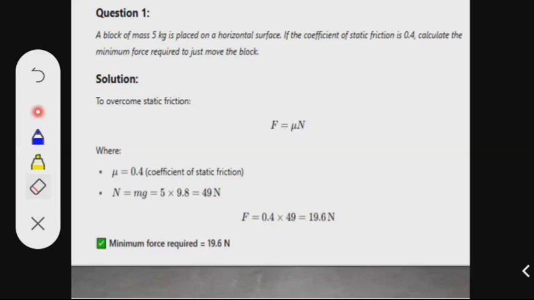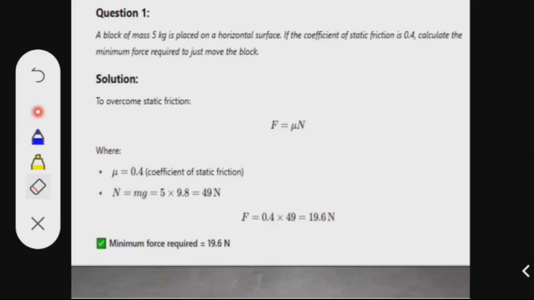Now, we are looking for the minimum force, and they give us the coefficient of static friction, so the formula we are using is the formula from Newton's first law: F equals mu N. They gave us mu as 0.4.